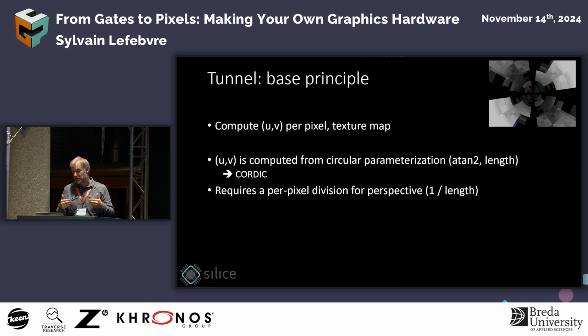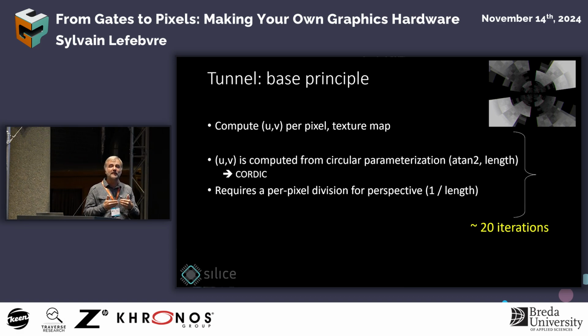And of course, the per pixel division is also a problem because the division algorithms are either iterative or they use a ton of gates and a ton of chip area. So give or take, this is roughly 20 iterations. This means I would need 20 clock cycles to generate the value of 1 pixel. But I don't have this luxury, right?